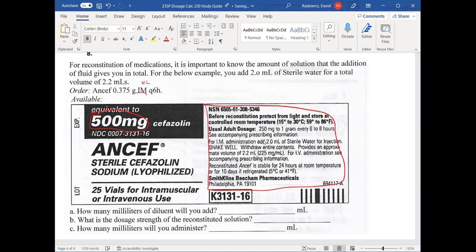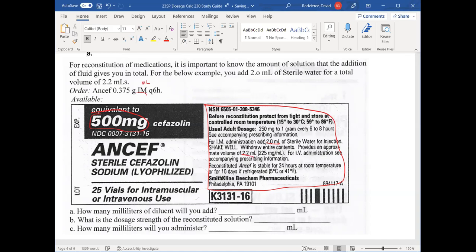So what you're going to do is look and try to figure out, what is the strength of this particular medication? Each reconstitution question is a little bit different, but when we look at this, it tells you the usual adult dosage range is 250 milligrams to 1 gram. This is 375 milligrams is the order, so we're good. Intramuscular, that's what we're doing, right? It says to add 2 milliliters of sterile water to the powder, shake well, and once you do that, you're going to get an approximate total volume of 2.2 milliliters.